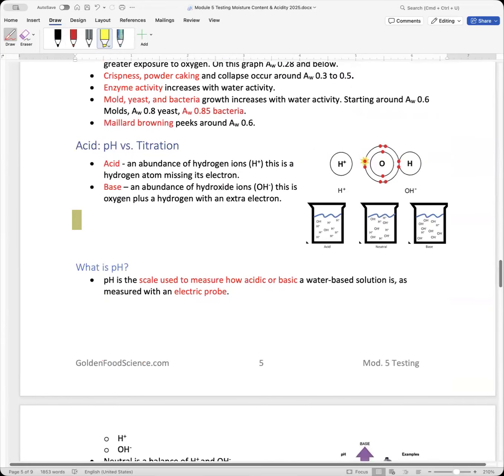Now let's talk a little bit about acid versus pH and titration, which I think I changed the name of when I was reviewing my notes one last time before class.